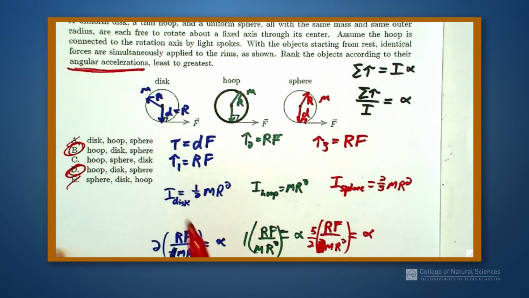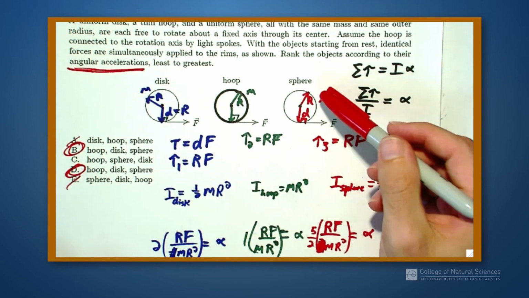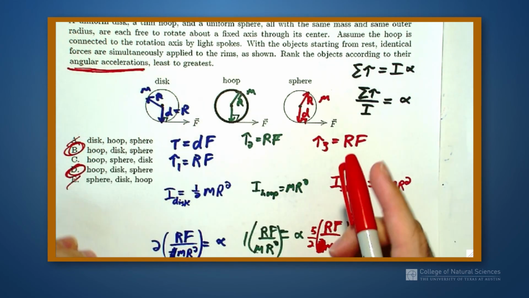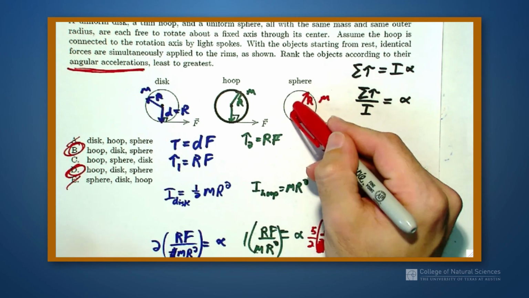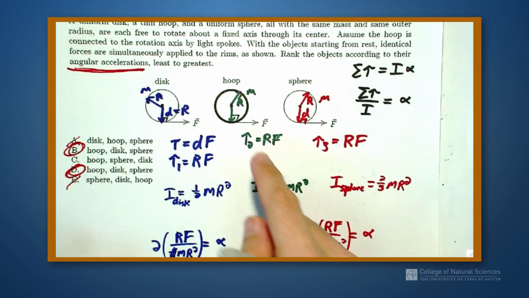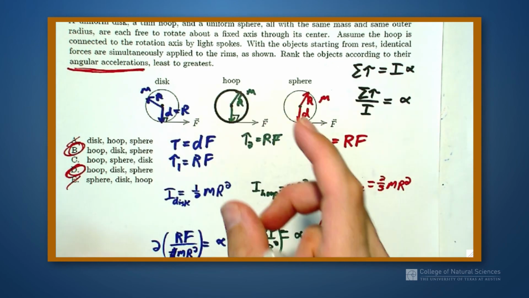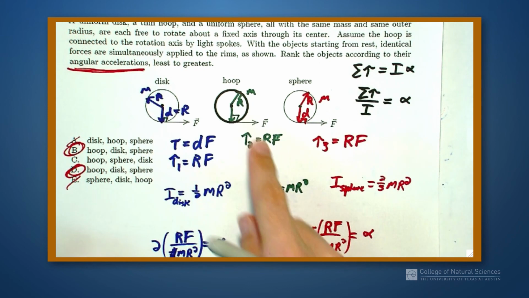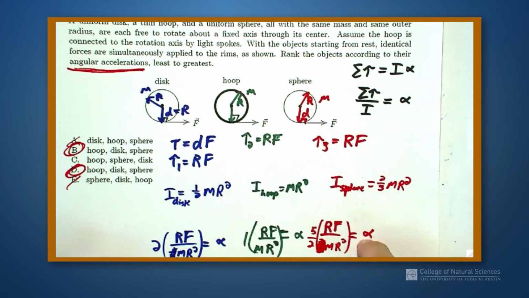We determine the answer based off of the coefficient in front. This rf over mr squared is common for all three of them. So the coefficient out front will tell us which angular acceleration is the largest. And if we look back at this, the sphere is the most compact, with most of its mass concentrated as close to the axis of rotation as possible. The hoop has the largest moment of inertia, so the hoop is going to be the most resistant to rotating. The sphere is going to be the least resistant, so the sphere gets the biggest angular acceleration.